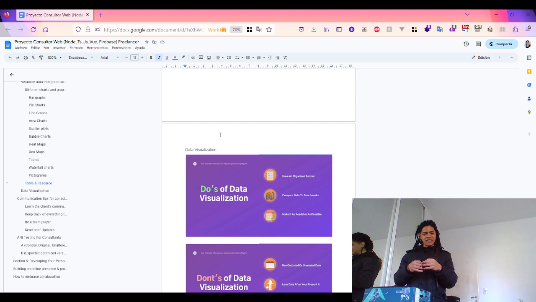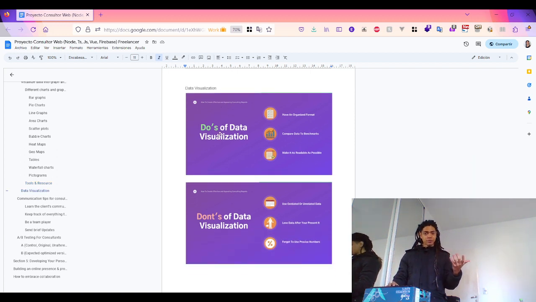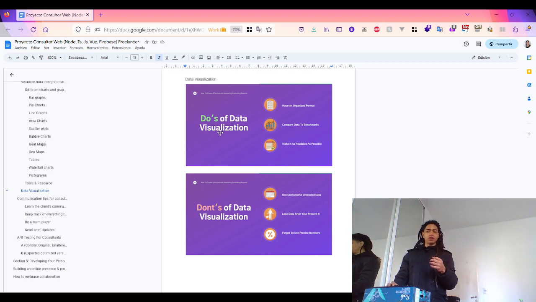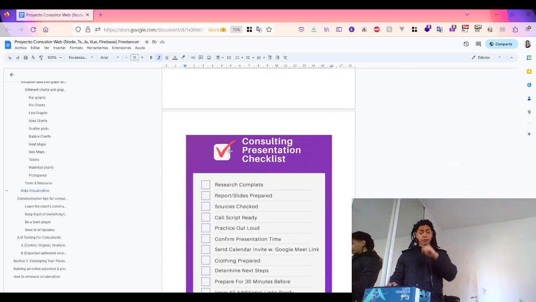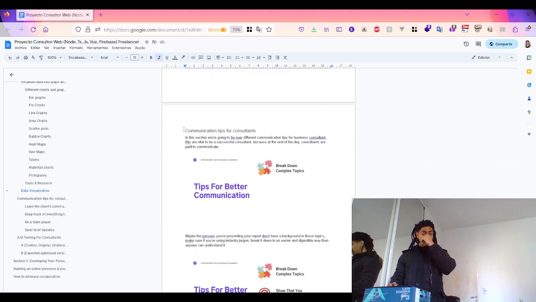Especially here when you do this data visualization, show them in an organized way, compare that to benchmarks, don't lose track after you present, or use outdated sources or outdated data, or forget to use precise numbers. So once you're going to present that, these are some communication tips for consultants.